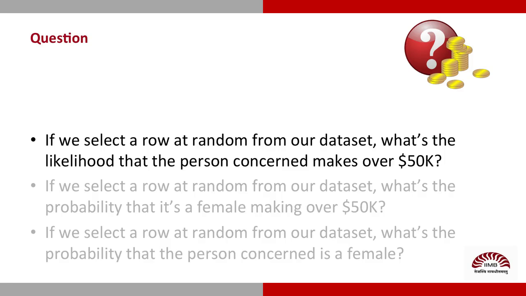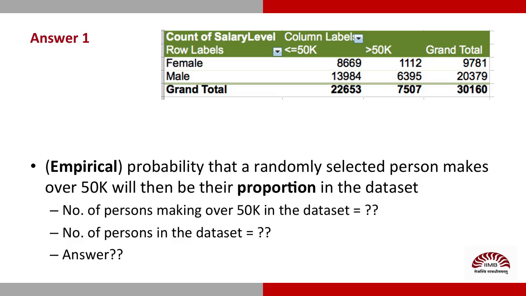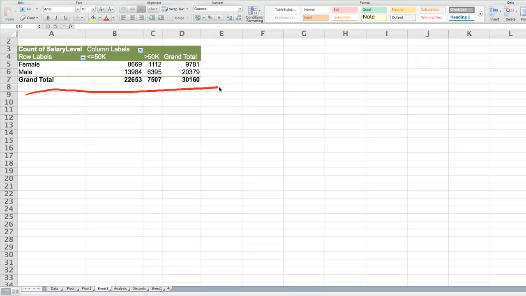We are asked to find the probability that a person makes over 50K. The answer is clear from the pivot table. Just ignore the person's sex for now and concentrate on the grand total row. Then the number of people making over 50K is 7,507. So we have the ratio 7,507 over 30,160, which is about 0.25.